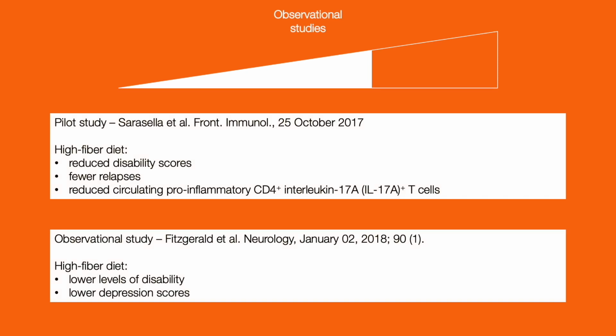In particular, there is a 2017 pilot study in which it was shown that a diet rich in fiber in people affected by multiple sclerosis reduces disability, the number of relapses, and the presence of pro-inflammatory cells in blood. And also an observational study published in 2018 in which a positive effect of fiber on disability and depression was also demonstrated.